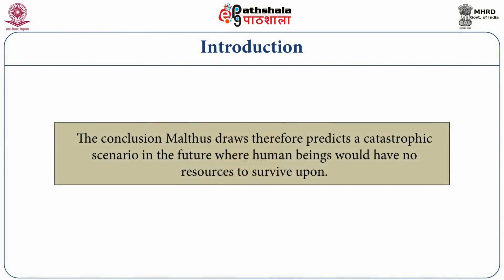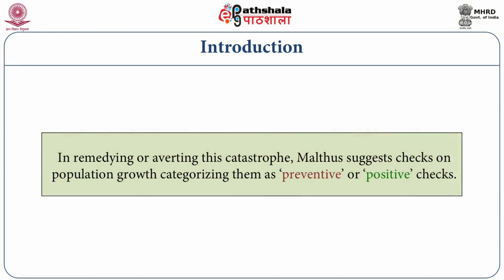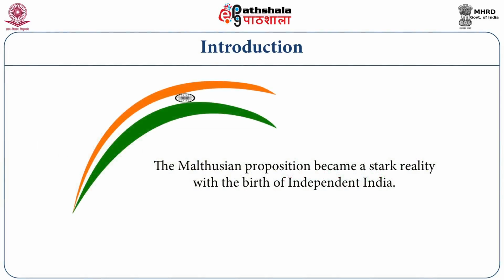The conclusion Malthus draws therefore predicts a catastrophic scenario in the future where human beings would have no resources to survive upon. In remedying or averting this catastrophe, Malthus suggests checks on population growth, categorizing them as preventive or positive checks. The Malthusian proposition becomes a stark reality with the birth of independent India.